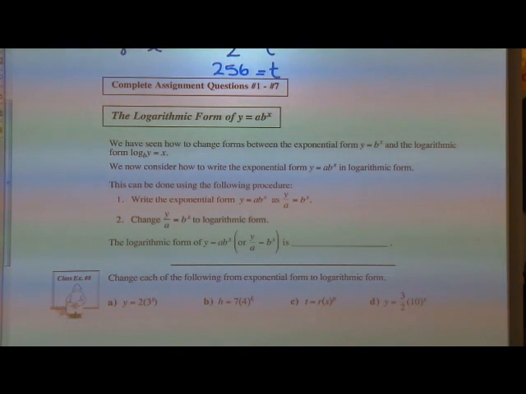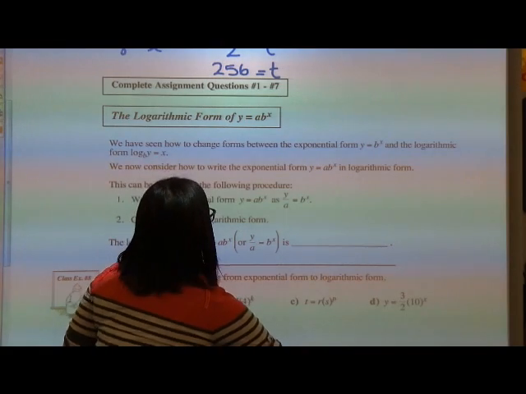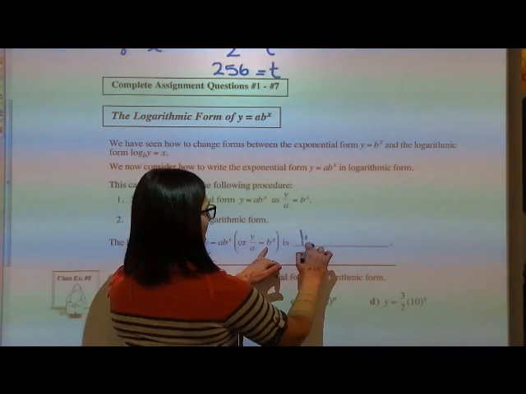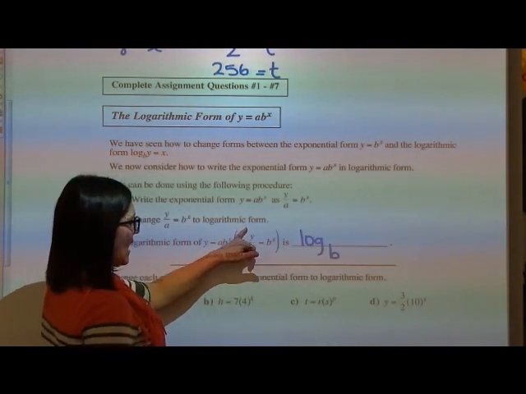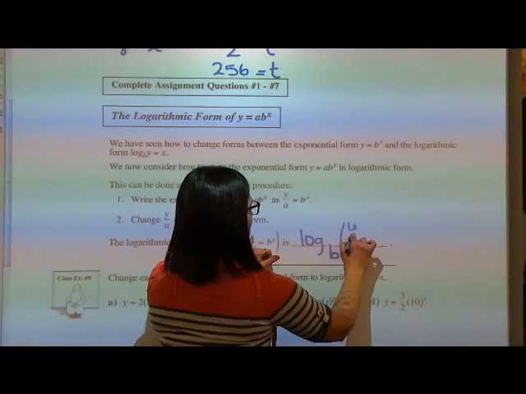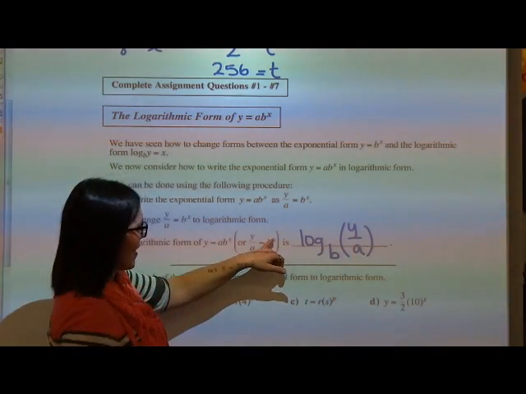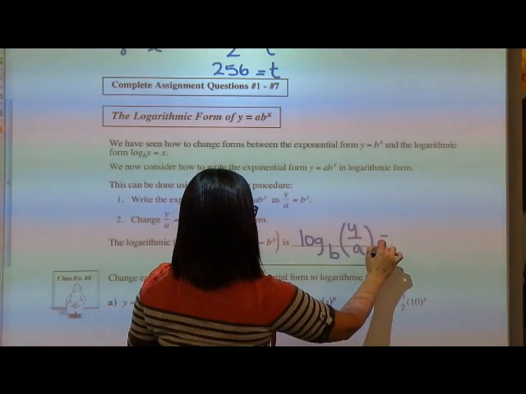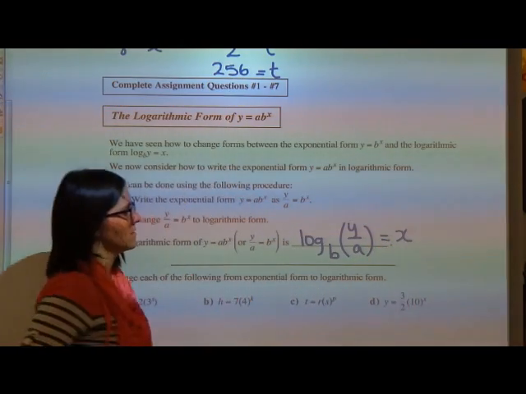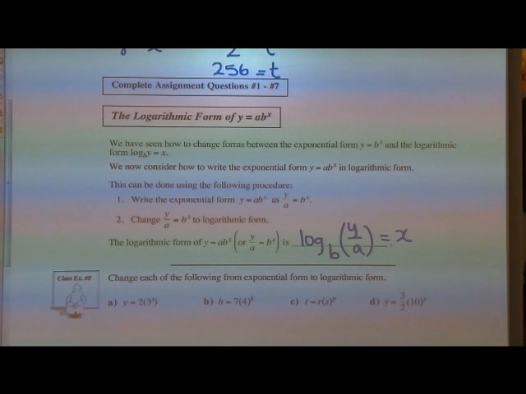So I want you to try, the logarithmic form of y equals a b to the power of x would then become log base b. My answer becomes my argument, and then equals x. So the exponent becomes the eggs. So what I would like you to do is try class example number 8 and see how you do on those questions.